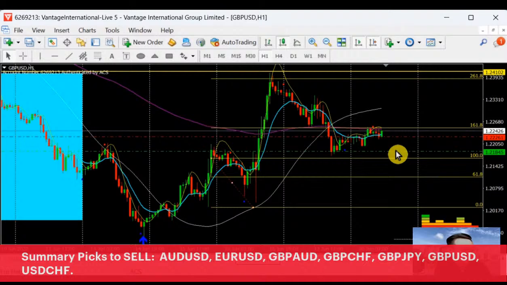So as of now, at 161, the price could go to 261.8 or higher. Yes.